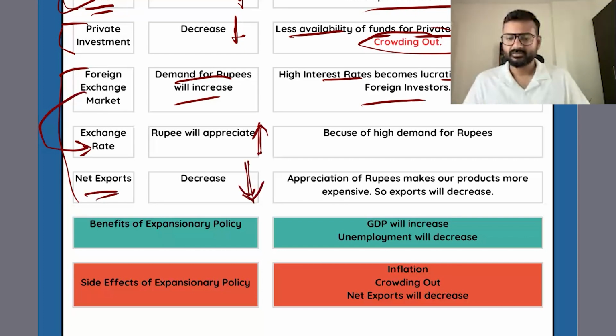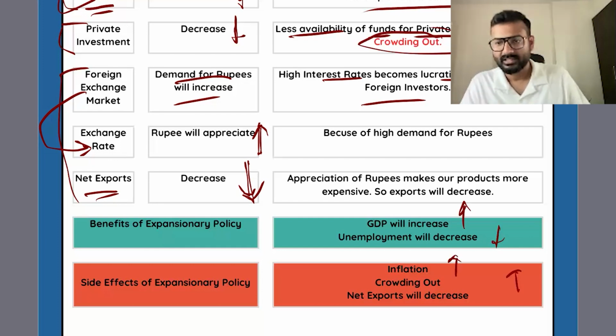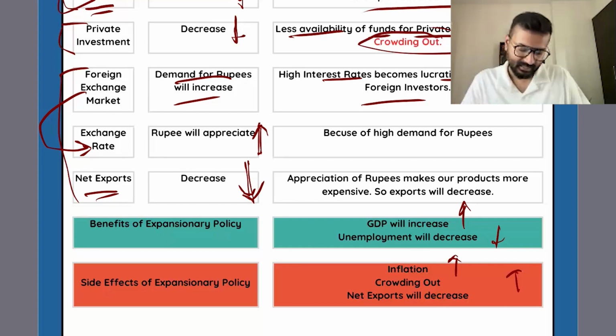So what are the benefits of your expansionary fiscal policy? GDP has increased, unemployment has decreased, but there are side effects, right? There is inflation, there is crowding out. The private sector is no longer able to find funds from the market because the government has borrowed all the funds, and net exports will decrease.